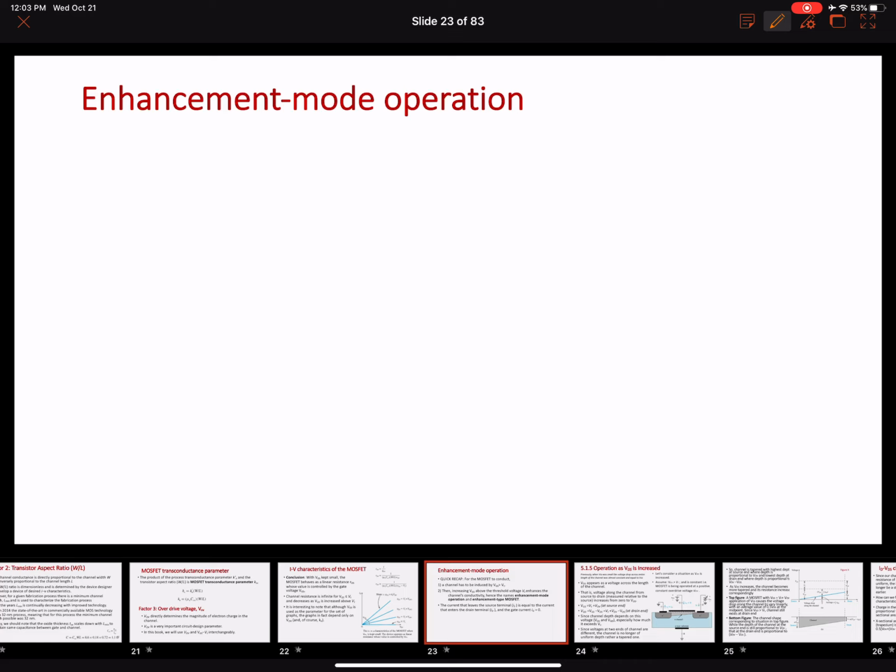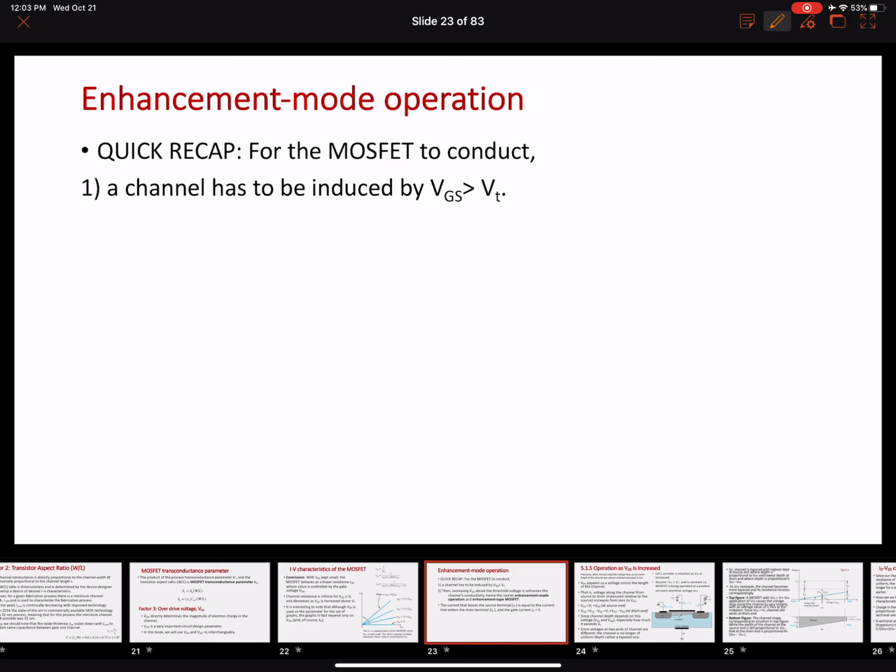More importantly, now let's very quickly discuss again what is meant by the enhancement mode operation. Quick recap again. So I do these recaps a lot of times just to make sure that the key takeaways and the important points of these concepts are mentioned again and again. So hopefully you guys will remember those. Okay. So quick recap, right?